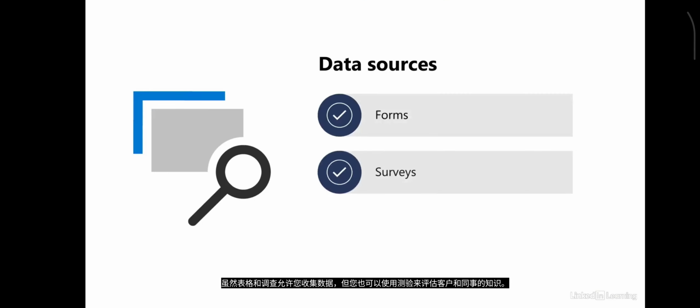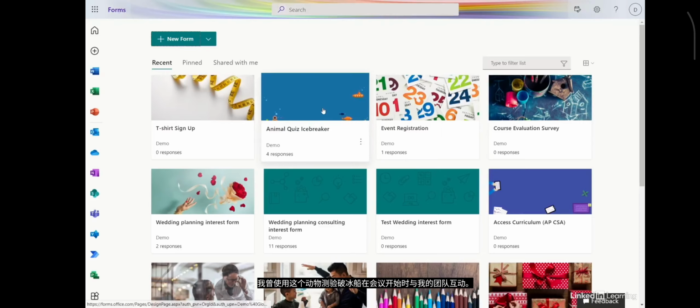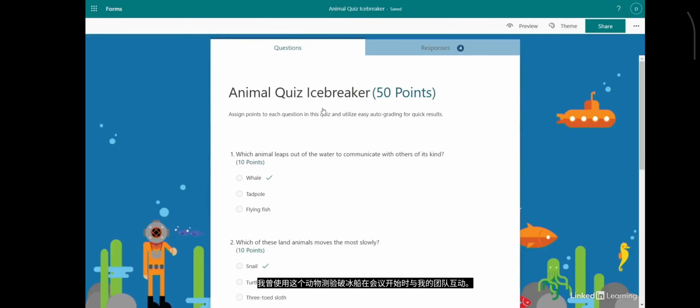While forms and surveys allow you to gather data, you can also use quizzes to assess the knowledge of your clients and coworkers. Quizzes can be fun. I've used this animal quiz icebreaker to engage with my team at the start of a meeting. You can easily assess quiz results with the Microsoft Forms Response tab. Let's take a look at this animal quiz.